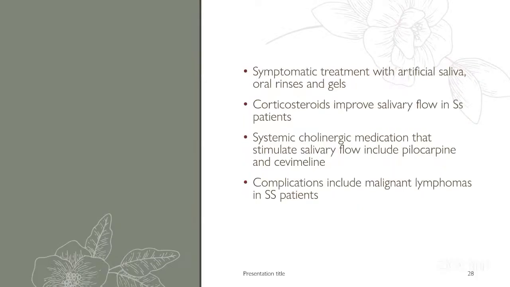So treatment will be symptomatic treatment with artificial saliva, and corticosteroids will also improve the salivary flow. And you can also use systemic cholinergic medication like pilocarpine and cevimeline to improve the salivary flow. And the complications in Sjogren syndrome include malignant lymphomas.